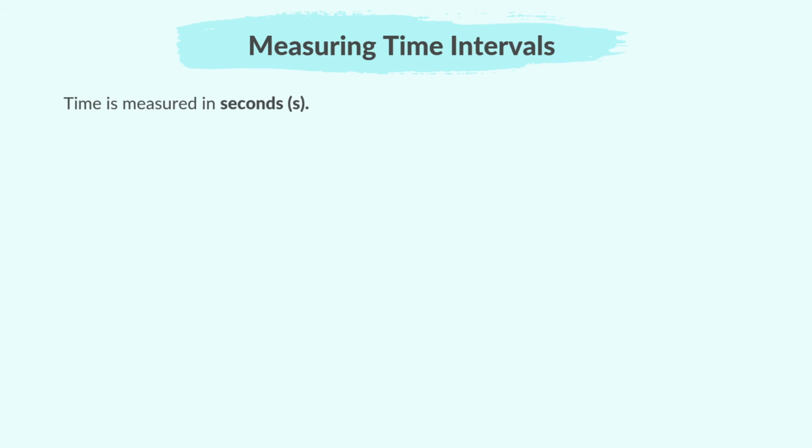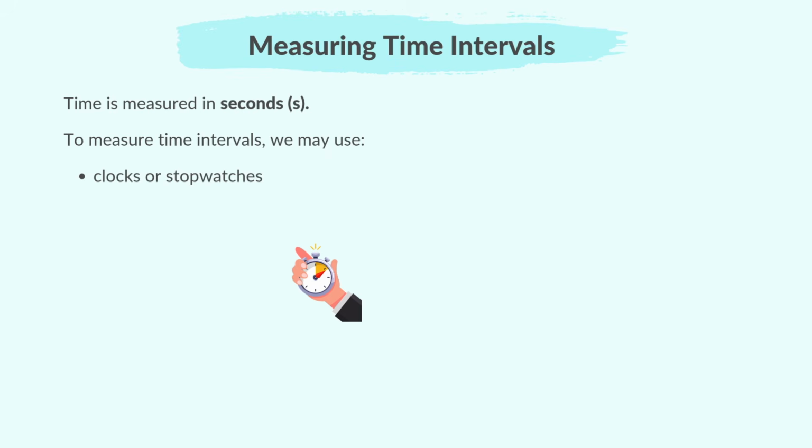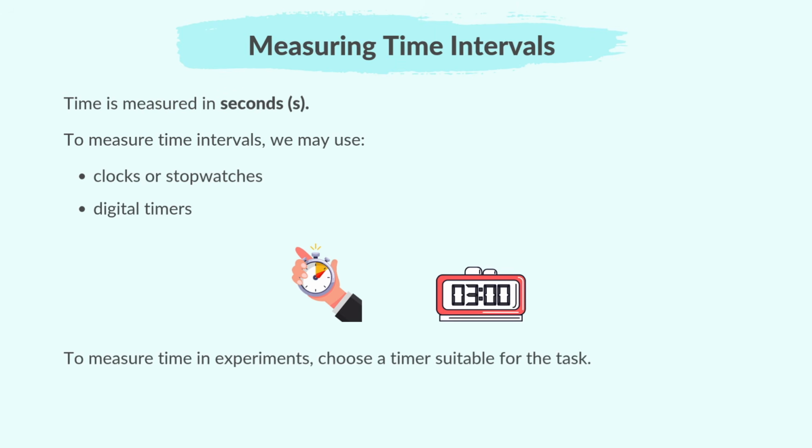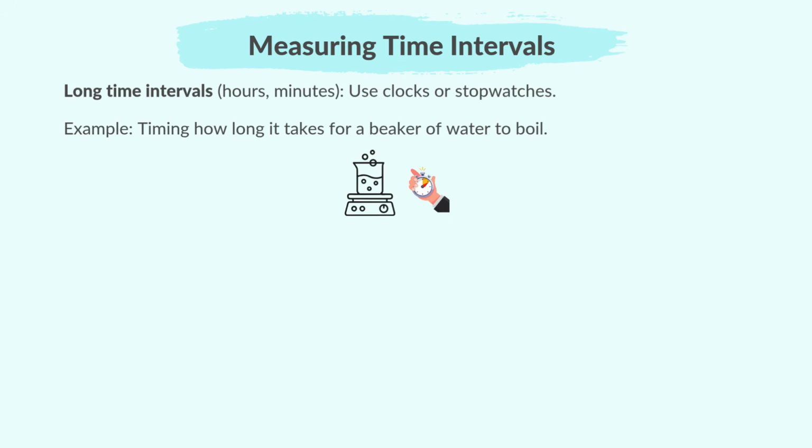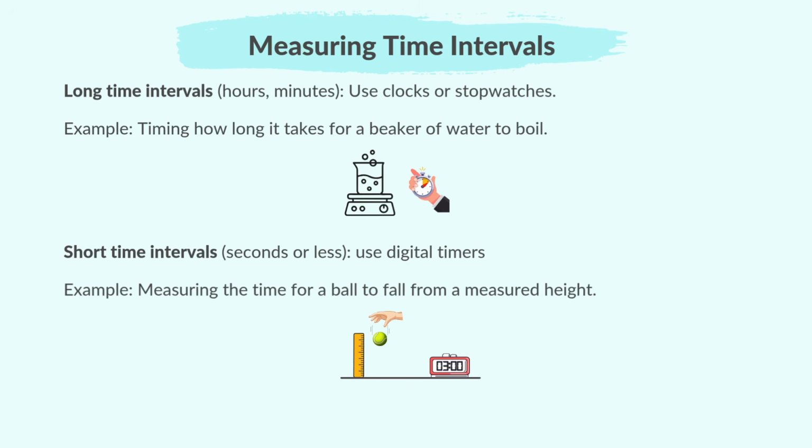Measuring time. Time is measured in seconds. To measure time intervals, we may use clocks or stopwatches, or digital timers. To measure time in experiments, choose a timer suitable for the task. A clock or stopwatch is used for long time intervals, like timing how long it takes for a beaker of water to boil, while a digital timer is needed for very short time intervals, such as measuring the time for a ball to fall from a measured height.